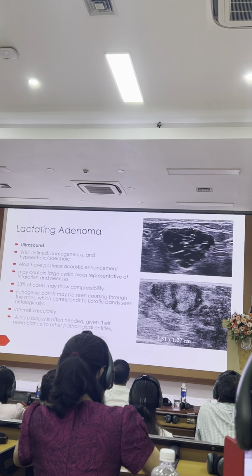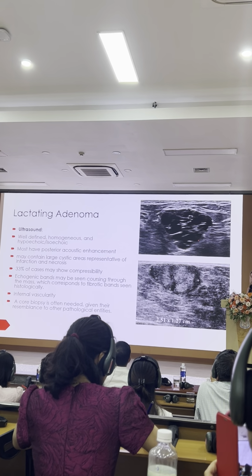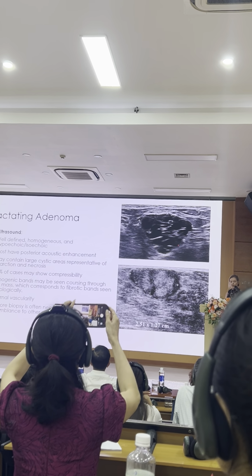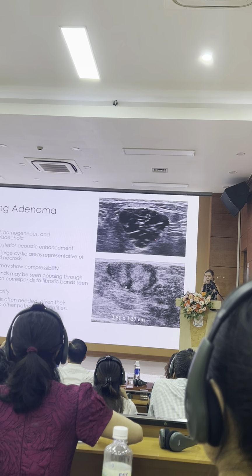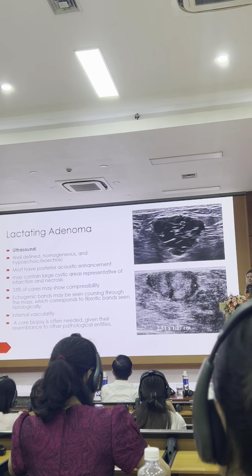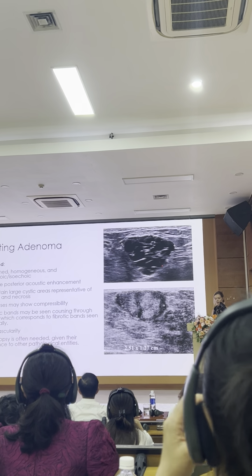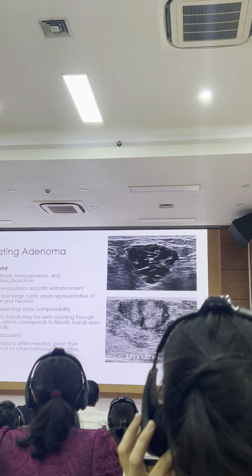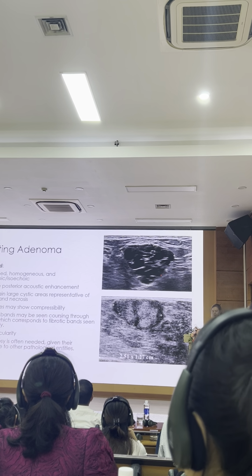These are two different lactating adenomas. On ultrasound, they're usually well-defined, homogeneous and hypoechoic or isoechoic. They may have posterior acoustic enhancement and contain large cystic areas representative of infarction and necrosis. A third of them are compressible. You can usually see echogenic bands coursing through the mass corresponding to the fibrous bands, which are seen on histology. They often have internal vascularity, and they are usually biopsied.